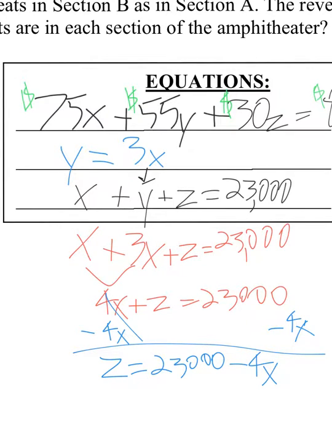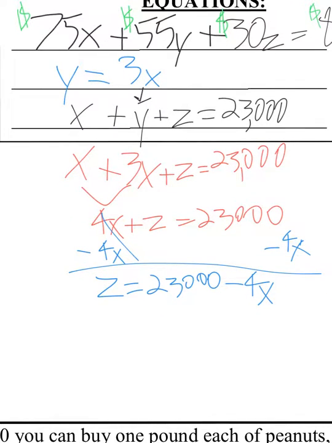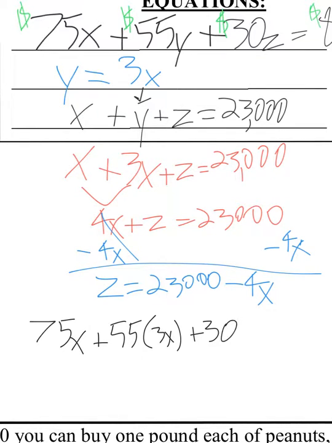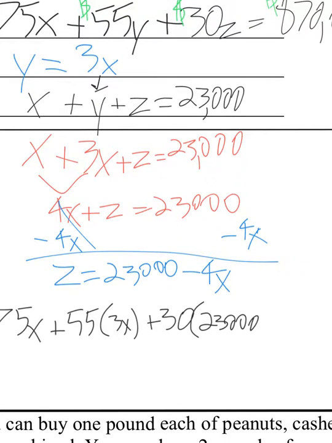And so I have an x in the z term and an x in the y term. And now I'm ready to plug those into this top line equation. So it says 75x, right? We didn't do anything for x. Plus 55y, and so instead of y, I'm going to write 3x. And then it says plus 30z, so z was 23,000 minus 4x.